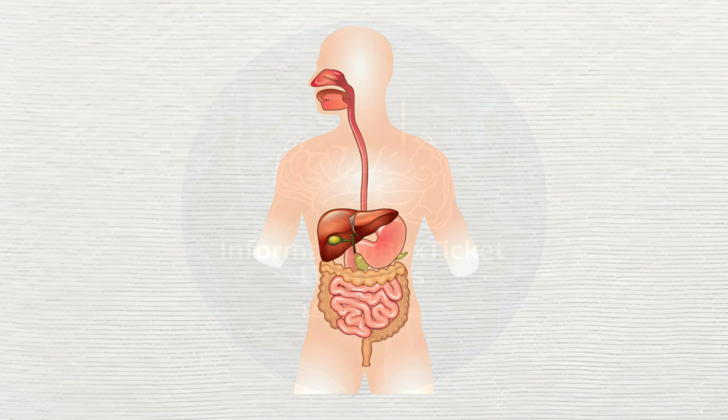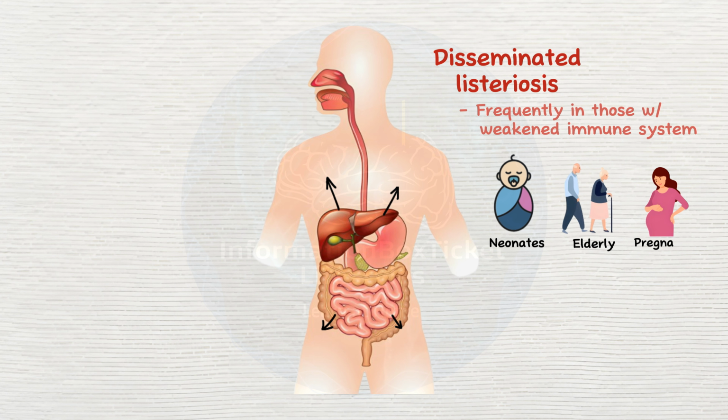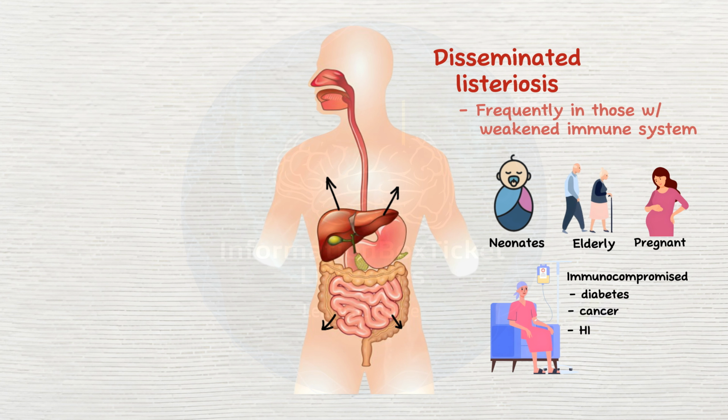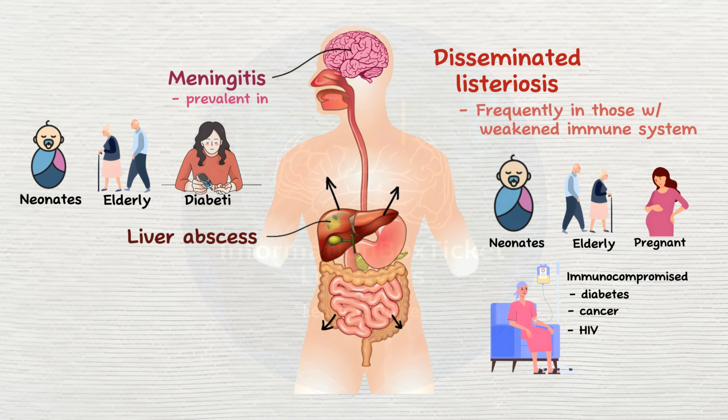The pathogen travels through the circulation to other organs, causing disseminated listeriosis. This is especially frequent in those with weakened immune systems, such as newborns, the elderly, pregnant women, and adults with immunocompromising illnesses, including diabetes, cancer, or HIV infection. Under these conditions, Listeria can develop a liver abscess or spread to the brain via the blood-brain barrier, causing meningitis, which is prevalent in newborns, the elderly, and diabetic people.